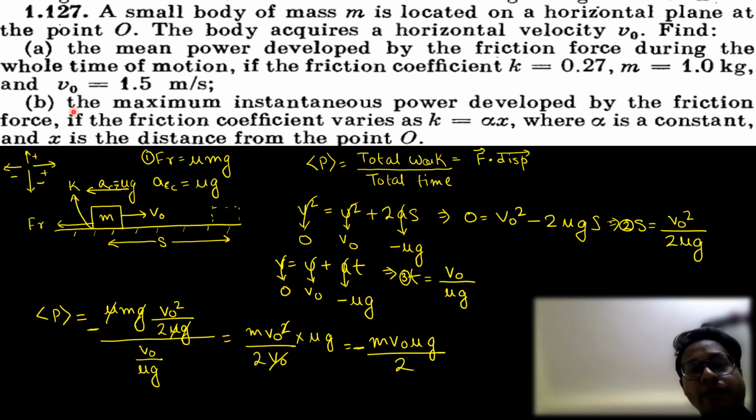Now the second part of the question is asking for the maximum instantaneous power. Instantaneous power is nothing but the dot product of force and velocity, F dot V. The maximum instantaneous power developed by the friction force if the friction coefficient varies as k is equal to ax. See, out here the coefficient of friction was, I wrote k but used mu.